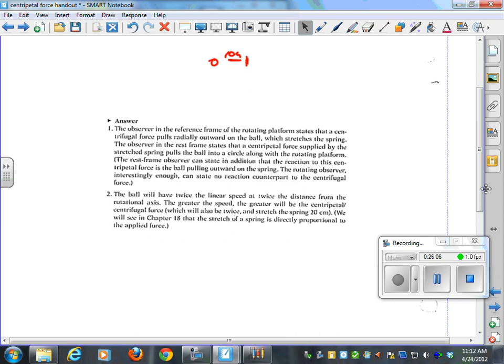Okay, so the greater the speed, the greater will be the centripetal force, which will also be twice, and stretch the spring 20 centimeters. So it will, in fact, stretch farther.